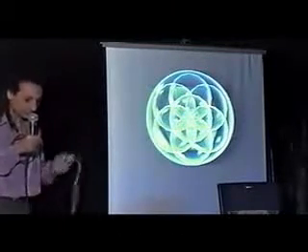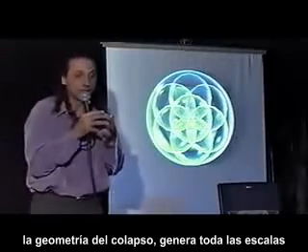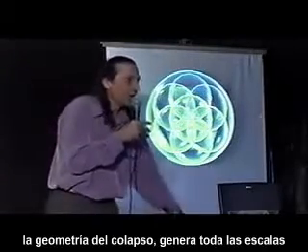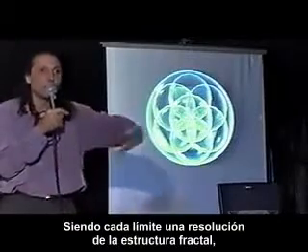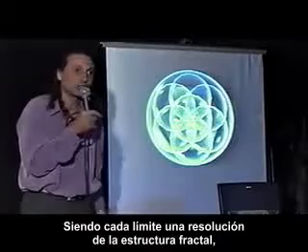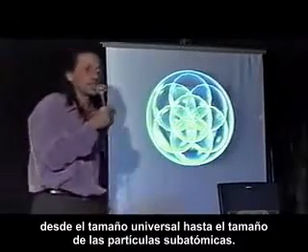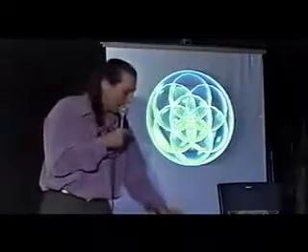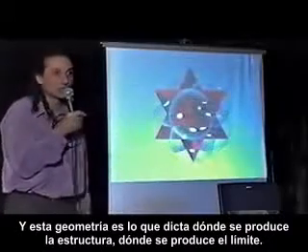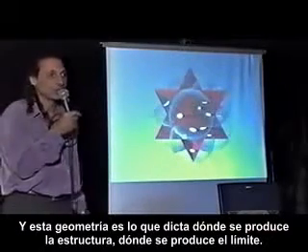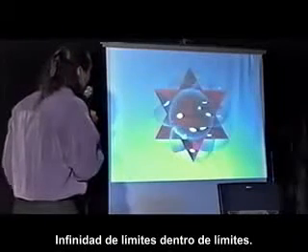So to finish on this before we go to lunch, this geometry, the geometry of the collapse, generates all of the scales of the black hole dynamics, each boundary being one of the resolutions of the fractal structure, from universal size right down to subatomic particle size. And this geometry is what dictates where the structure occurs, where the boundary occurs. Infinite boundaries within boundaries.